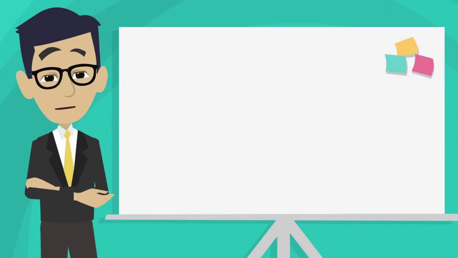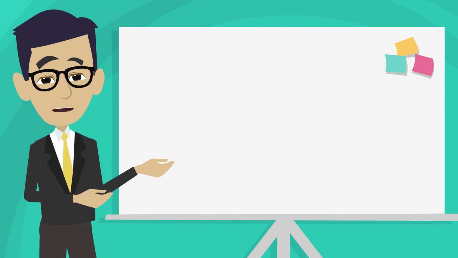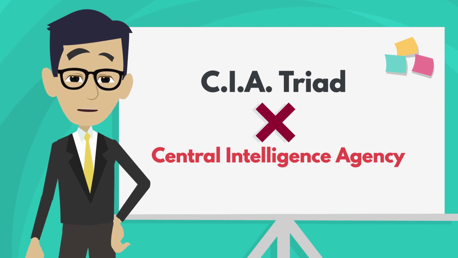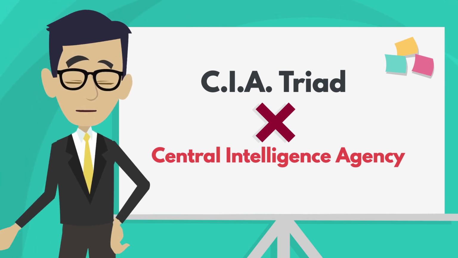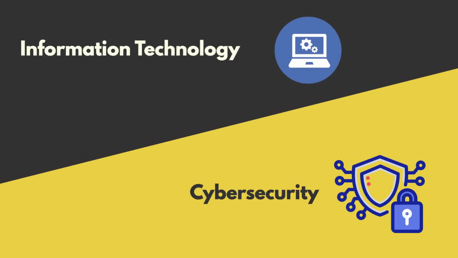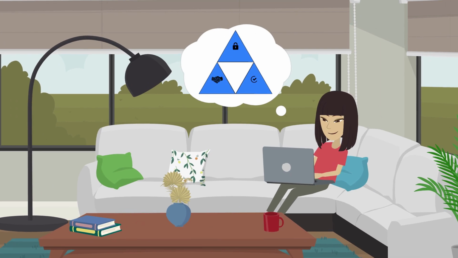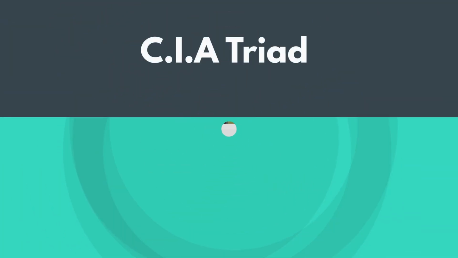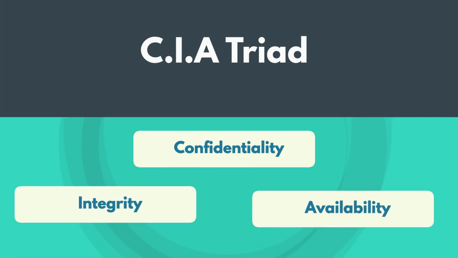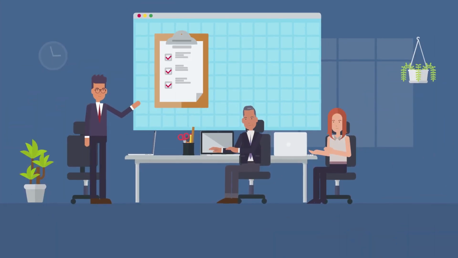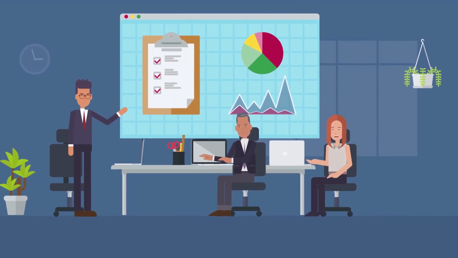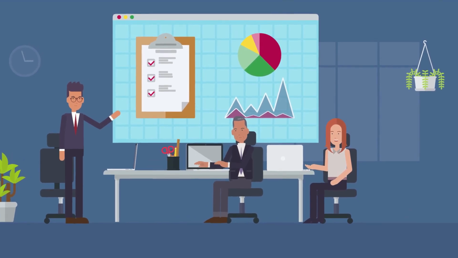One security concept that represents foundational principles in cybersecurity is the CIA Triad, which does not stand for the Central Intelligence Agency in this case. If you are learning about information technology or cybersecurity, then you have seen this model numerous times through your studies. The CIA Triad stands for confidentiality, integrity, and availability. This model is widely used by cybersecurity professionals and helps them develop policies and guidelines for information security.